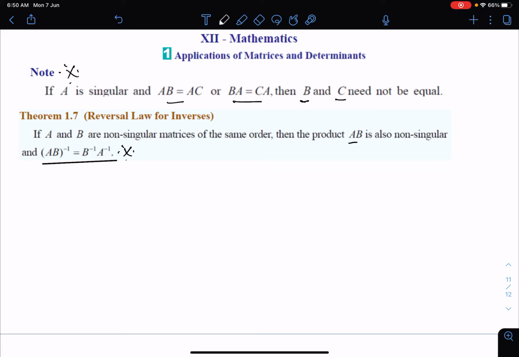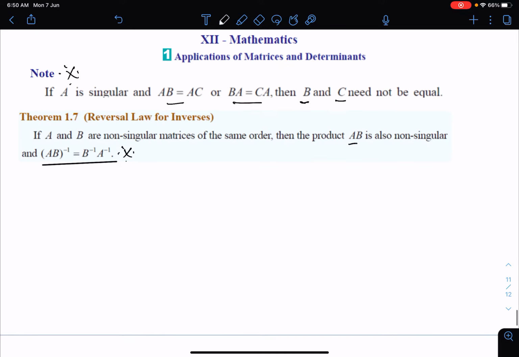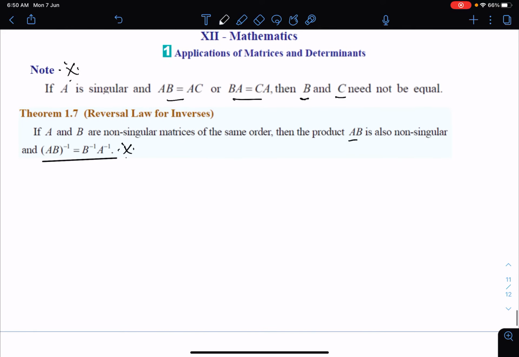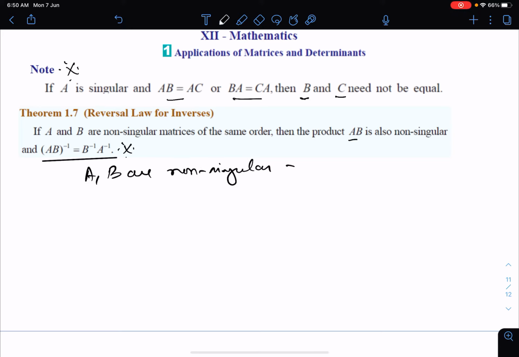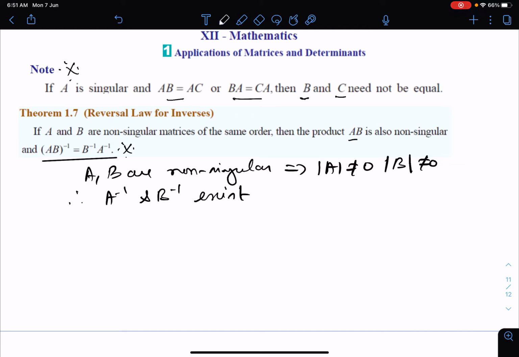Now we shall go to the proof for this. Assume that A and B are non-singular matrices of the same order. What is the meaning of this? This implies determinant A not equal to 0 and determinant B not equal to 0. Then both A inverse and B inverse exist, and they are of the same order.